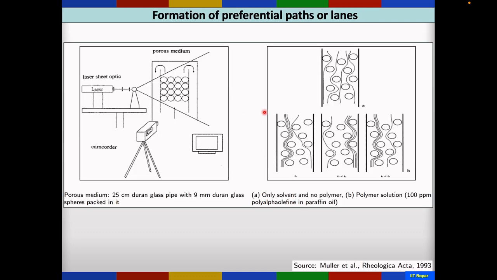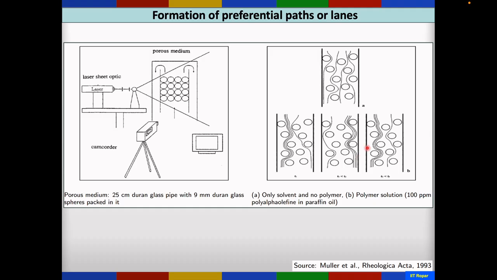In order to understand that, I'll give you the experiment that was done by Muller et al. almost 30 years back. What they did is they took a model porous media: a glass pipe with some glass spheres kept within it. You can think of it as a model porous media. Now they flowed two solutions through this model porous media. One is only solvent, which is paraffin oil, and another is paraffin oil plus some polymers.